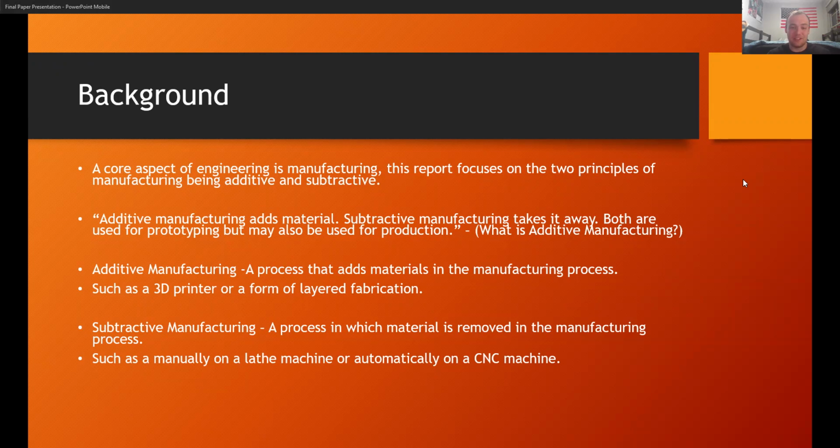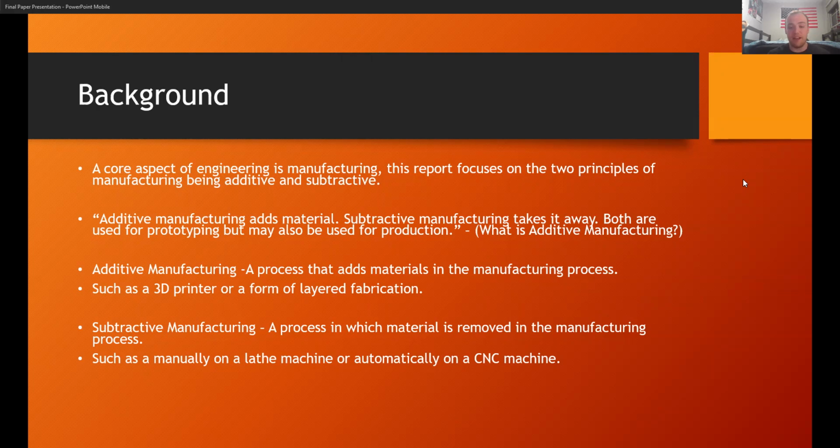Additive manufacturing is a process that adds material in the manufacturing process. A good example of this would be a 3D printer. Conceptually, it could be anything from having a piece of paper, taking a hot glue gun and gluing something on there. As long as you are adding material to the process, it is additive manufacturing.